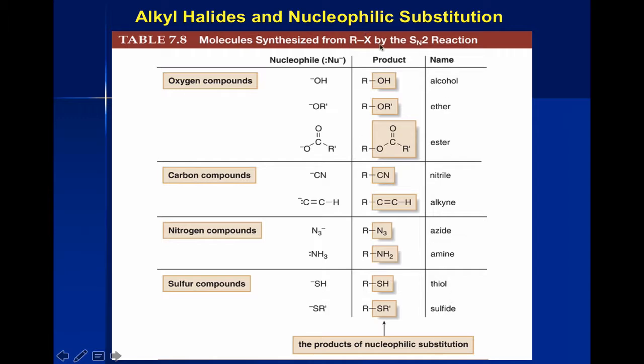So you can convert alkyl halides into alcohols. If you use hydroxide, you can convert alkyl halides into ethers. You can convert alkyl halides into esters, and so on and so forth.